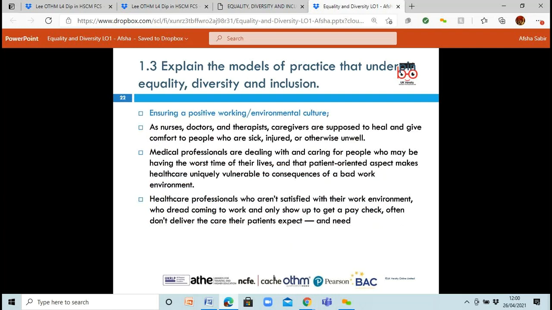Our next point is ensuring a positive working and environmental culture. As a caregiver, you're supposed to be able to heal and give comfort to people who are sick or injured, or just to be there for them. As a medical professional, you're giving care to people who might be having the worst time of their lives. They might have had the worst news given to them. They might be upset, or worried financially. So they're very vulnerable, and you're there to help and support them in whatever way you can.